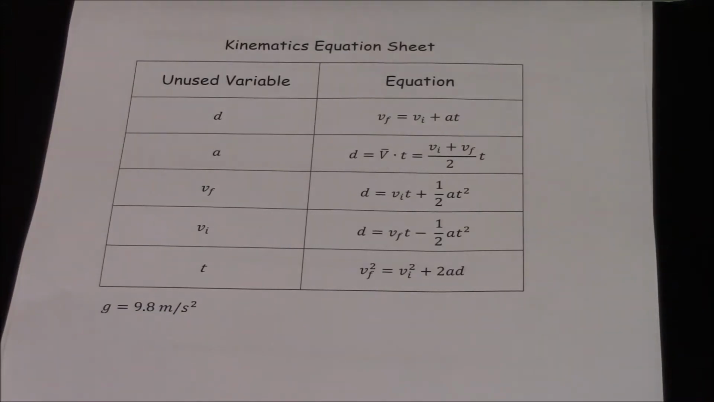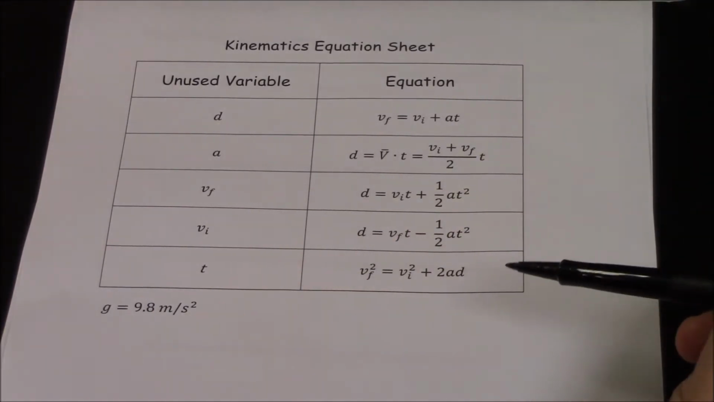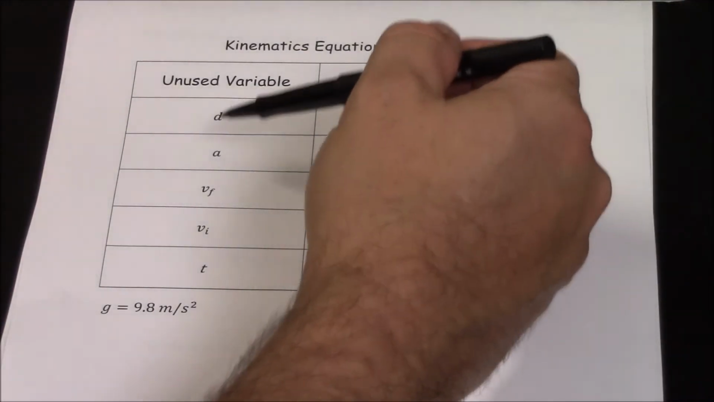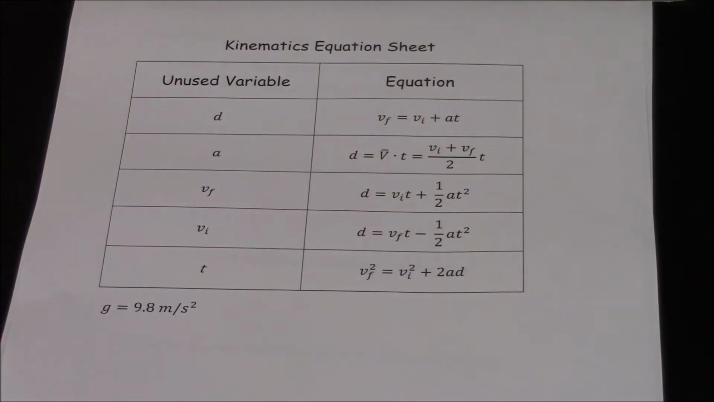Okay, today's tutorial is on using the VI-VF-DAT or VIF-DAT method for solving kinematics problems. So far we've already come up with this equation sheet where we have 5 kinematics equations and what we call the unused variable. So now I'm going to work a couple example problems to show how we select the correct equation to solve the problem.